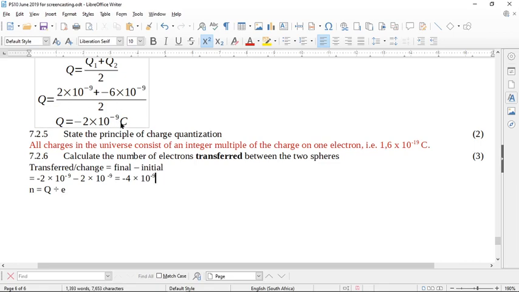You can't just use this charge that's on the sphere at the end. It didn't ask you how many electrons are on the sphere. It asked you how many were transferred. So you have to know what you started with and what you ended with, and then you find the difference, and those are the electrons that moved. So then once we found this value, we can say N equals Q divided by E. Make sure you write the formula. And then N is going to be equal to how many electrons were transferred divided by the charge on one electron.